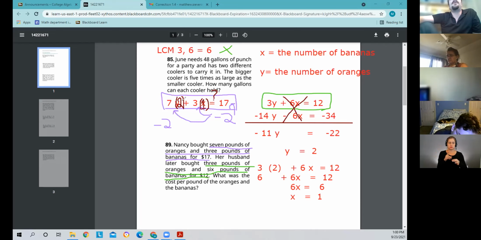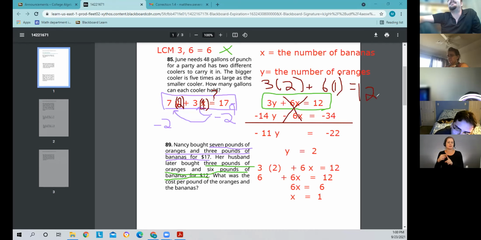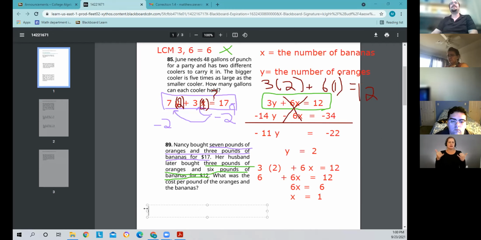7 times 2 gives me 14, plus 3 gives me 17. So doing these checks, even though we used this one to find it, it probably isn't a bad idea to also plug it back in. It should still work. 6 times 1 equals 12. So checking these, they seem to check out. So it seems like we have the correct solutions. Now, what do these things mean?